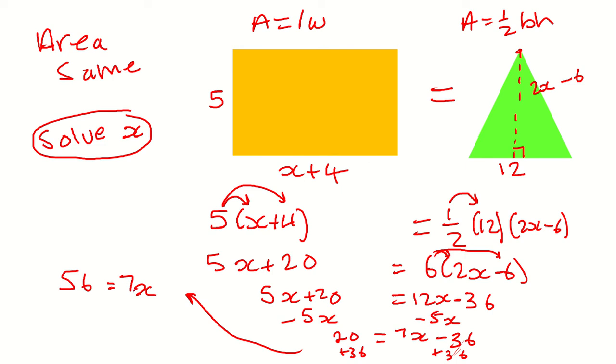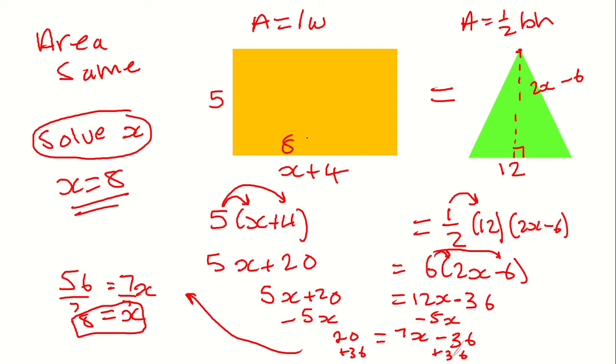Last step, this means 7 multiply x, and I want to work out what just x is. So we divide by 7. 7 divided by 7 is 1. And then 56 divided by 7 is 8. And I've answered that question. x equals 8. That means you can actually work out the missing measures here. The length of the shape is 8 plus 4, which is 12. The height of the shape is 2 times 8, which is 16, minus 6 is 10. So the answer, x equals 8.